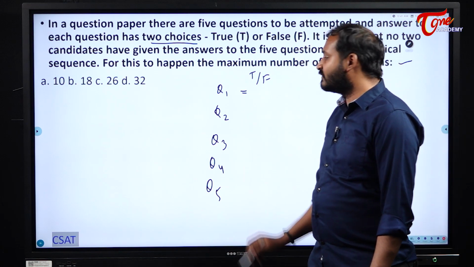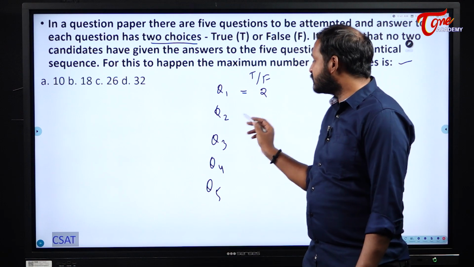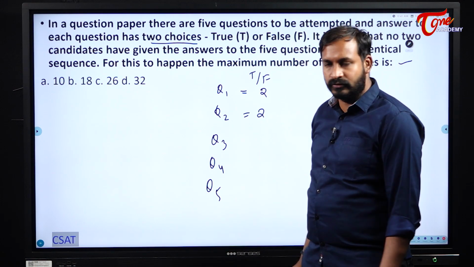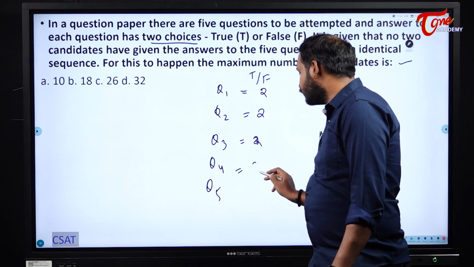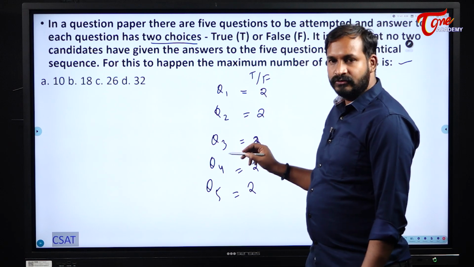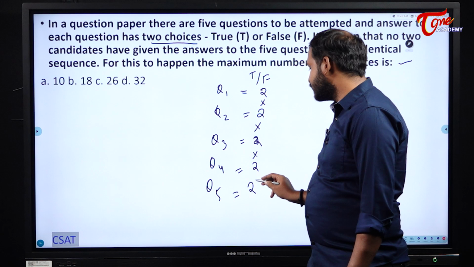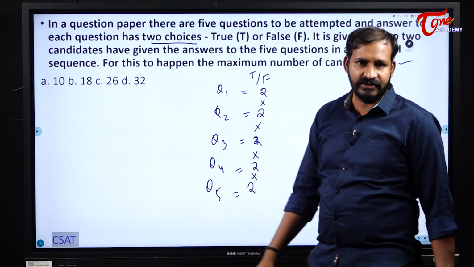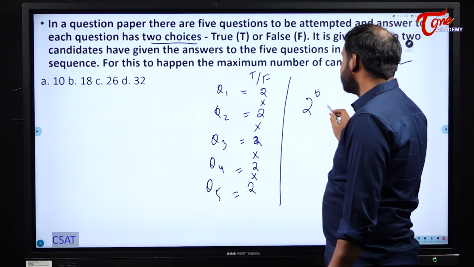To answer the first question, how many chances will I have? 2 chances. It can be true or false. To answer the second question, how many chances will I have? 2 chances. To answer the third, 2. True or false. Fourth 2, fifth 2. So see here, question 1 has 2 chances, question 2 has 2 chances, question 3 has 2 chances, question 4 has 2 chances and question 5 has 2 chances. So what will I get here overall? 2 to the power of 5, which is equal to 32.